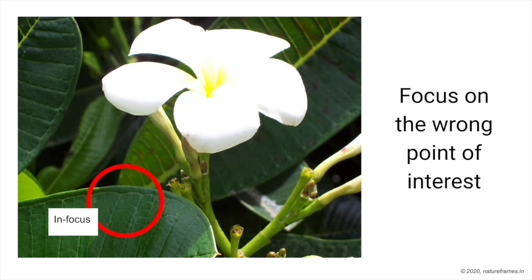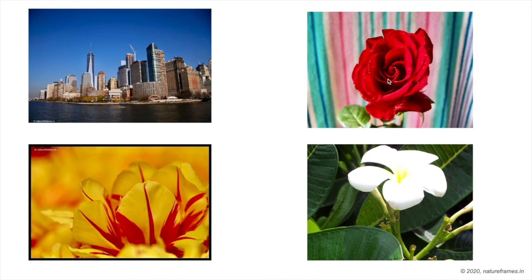Take a few seconds to look at all the images discussed so far. The New York skyline is completely in focus. The rose flower is completely out of focus, and the yellow tulip bulb is selectively focused to make petals and dewdrops stand out, and the last image focuses on the wrong part of the image.